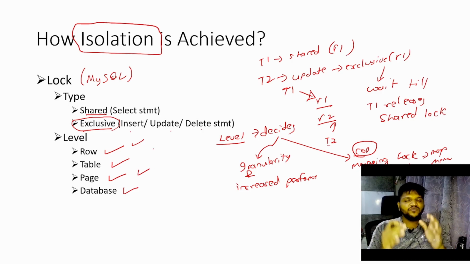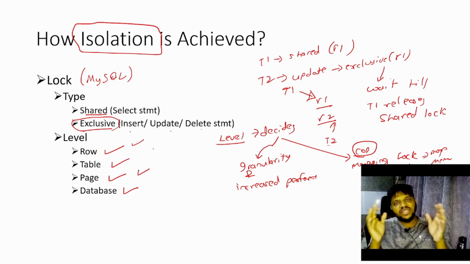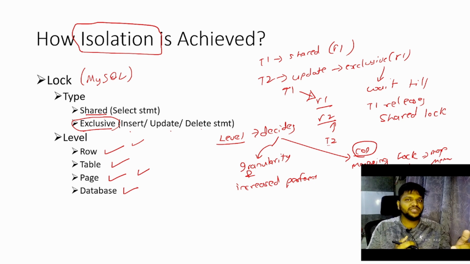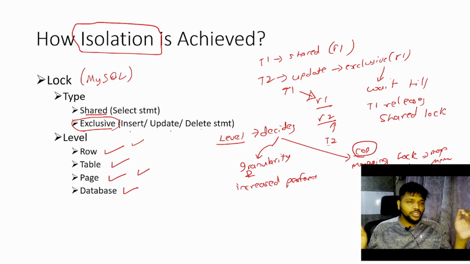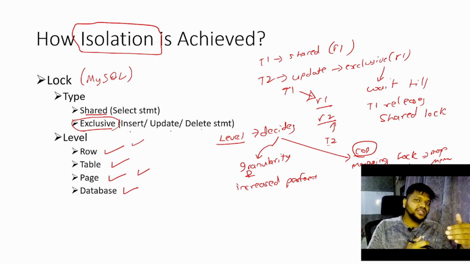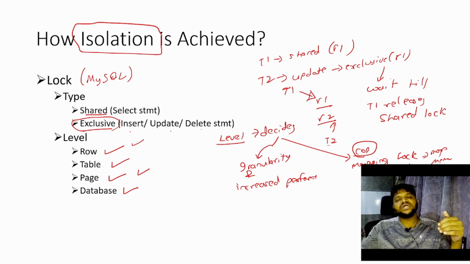Page level lock. What does page mean? At a database level, everything is saved in blocks in the format of a page. One page can have multiple rows, multiple pieces of information. Assume there is a table having let's say 1,000,000 rows. All those 1,000,000 rows can't be accommodated in one particular page, right? So let's say they are spread across 100 pages for example.